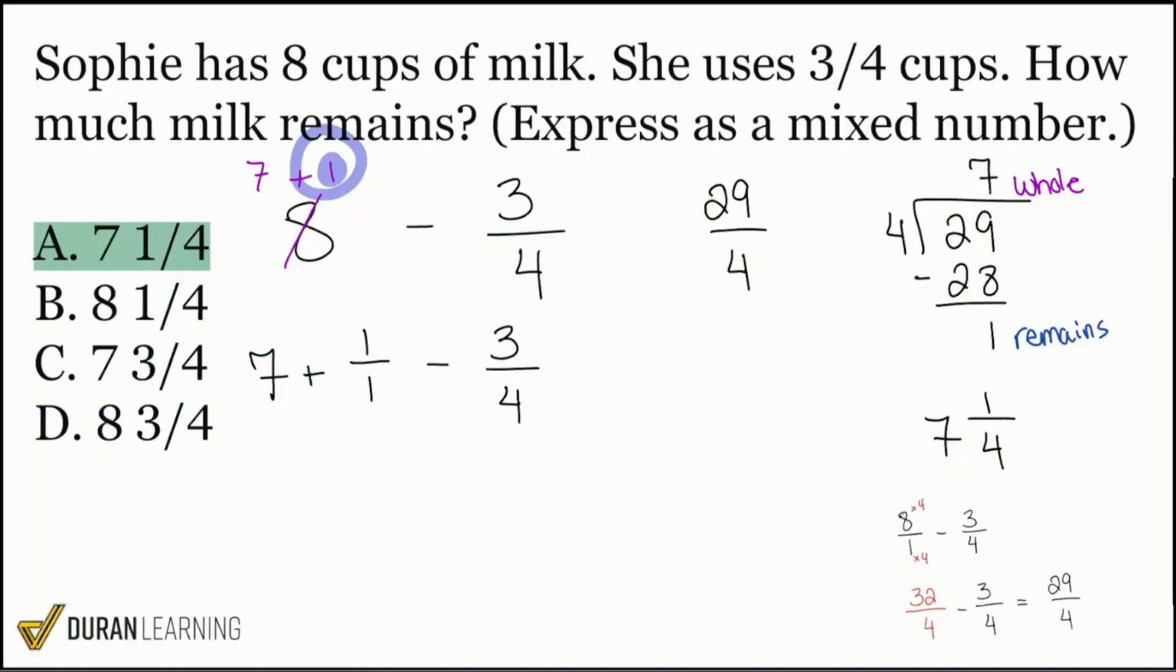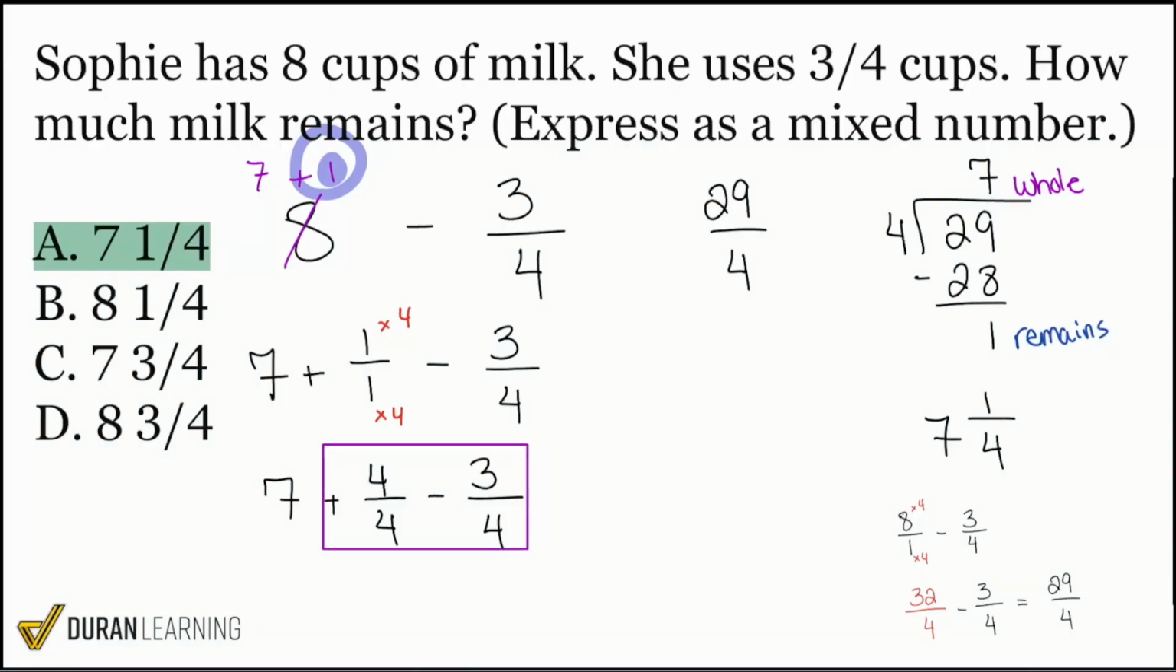Okay, cool. No problem. Check this out. Times 4, and look at what I have. 7 plus 4 over 4 minus 3 over 4. Let me just draw a little box over here because this is the money. Help me out, everybody. What is 4 over 4 minus 3 over 4? The hardest question of the day. Oh, yeah, 1/4. That's our final answer. 7 1/4. With half of the work, we got the same correct answer.